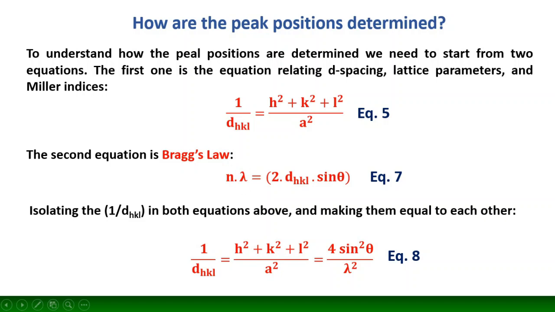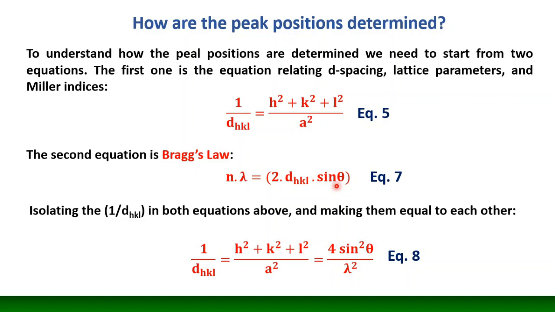Lambda is the wavelength of the incoming X-ray, 2 is the number, d is the d-spacing, the same one that shows up in equation 5, and then sine theta, where theta is half of the angle that's going to show up as the peak in the X-ray diffractogram. Remember that there is 2 theta, and that angle should be converted to radians before we find the sine, okay?